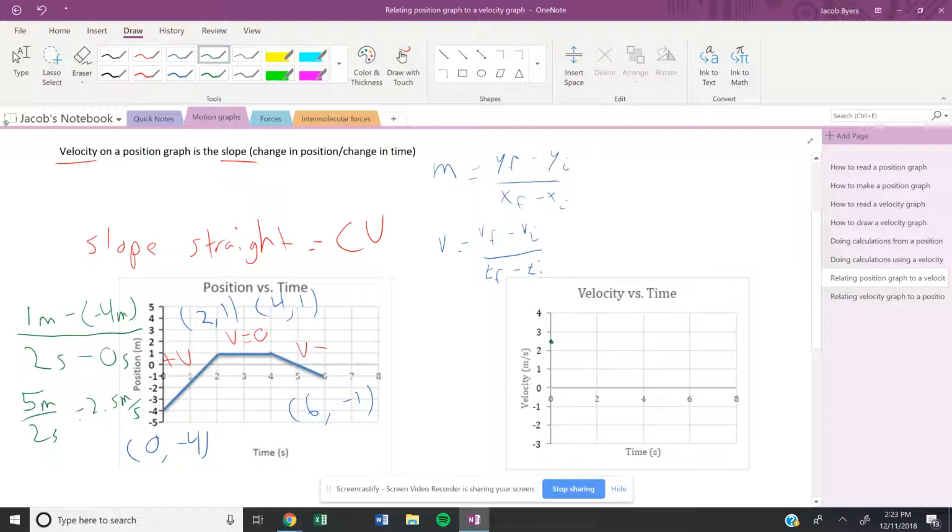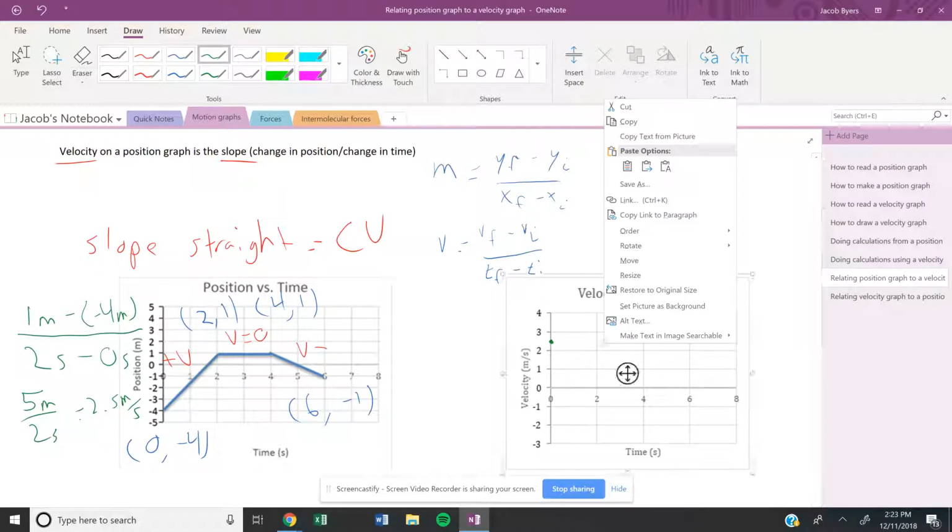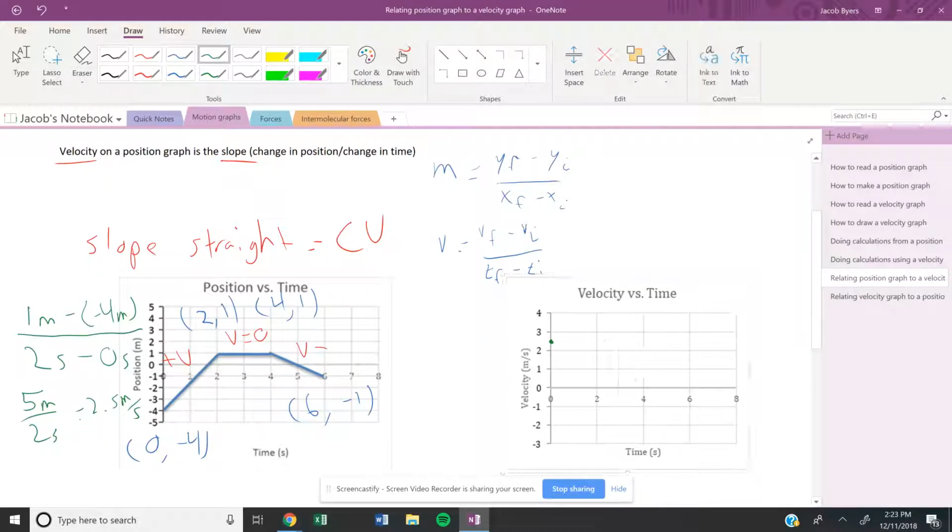2.5 seconds later I'm still going at that velocity because it's constant. So that's going to be right around there, somewhere in there. It's constant, so it's going to be a horizontal line.